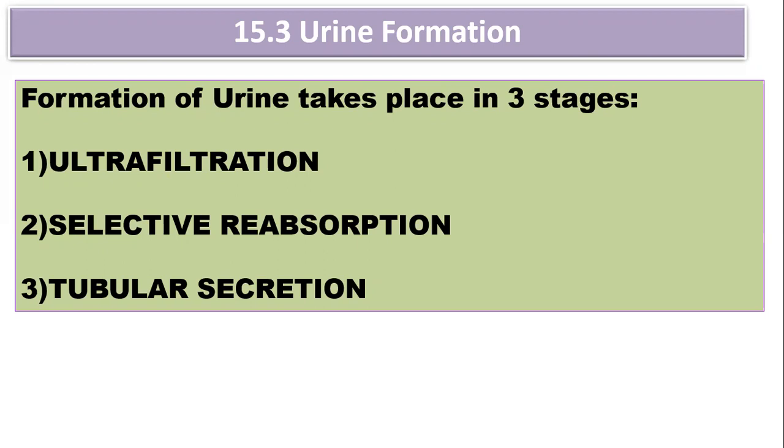The first is called ultrafiltration, which is also known as glomerular filtration. The second step is known as selective reabsorption, or tubular reabsorption. The last is called tubular secretion, or augmentation. So these three steps are a part of the process of urine formation. We are going to discuss the first part, that is ultrafiltration.